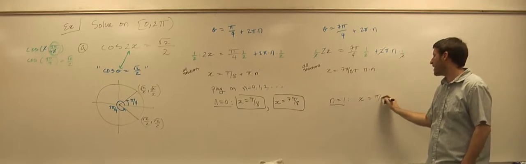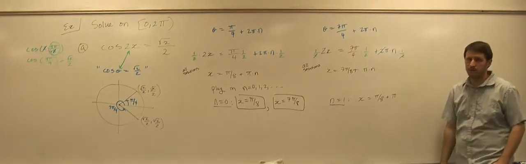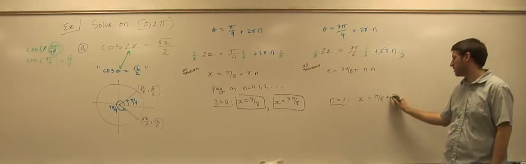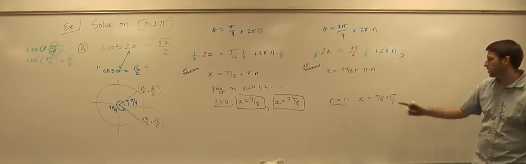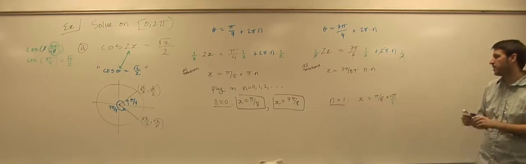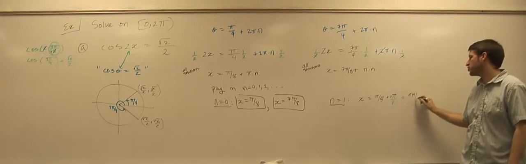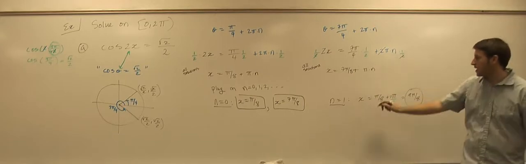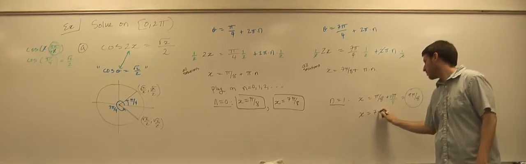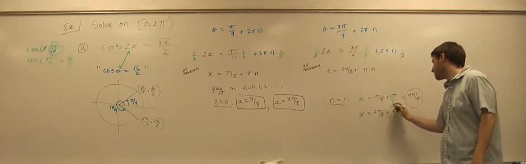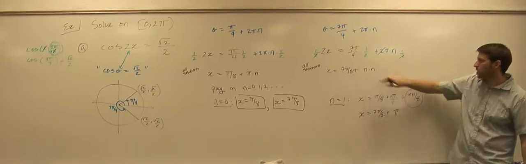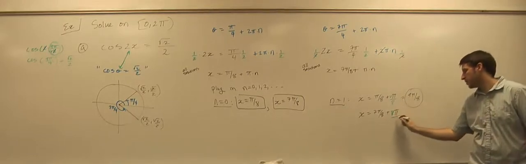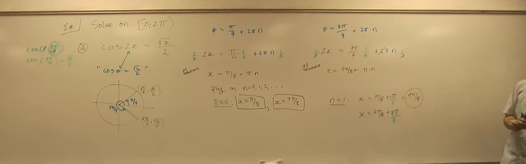You have to do pi over 8 plus pi. 9 pi over 8. Yeah, because you put in an 8 and an 8. Pi over 8 plus 8 pi over 8 is 9 pi over 8. There's the solution we were missing the first time, one of them. And then when you put n equals 1 in here, 7 pi over 8 plus pi, right, change it to a common denominator. 7 pi over 8 plus 8 pi over 8 is 15 pi over 8.